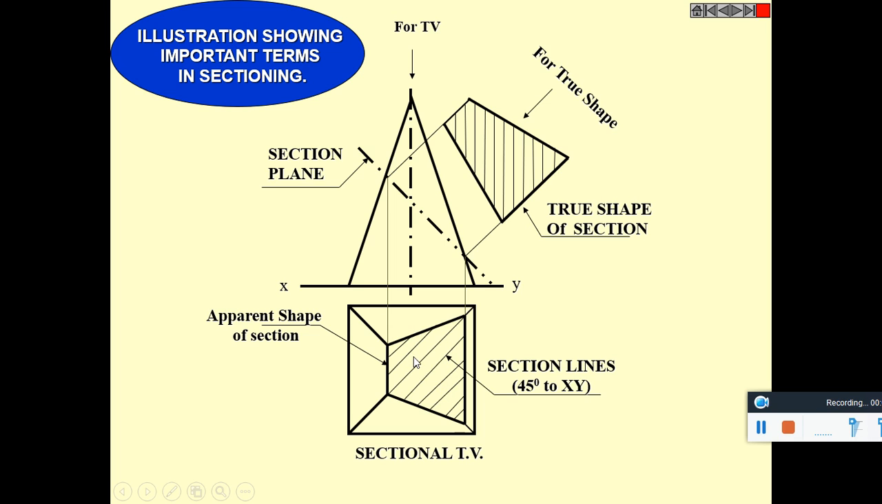These are called hatching lines. Hatching lines are drawn 45-degree inclined to the axis, or we can say it is inclined 45-degree to XY line. This is the apparent shape of section, and if we want to get the true shape, it is to be viewed in this direction. So in first angle projection, this is the method of drawing the true shape of the section.